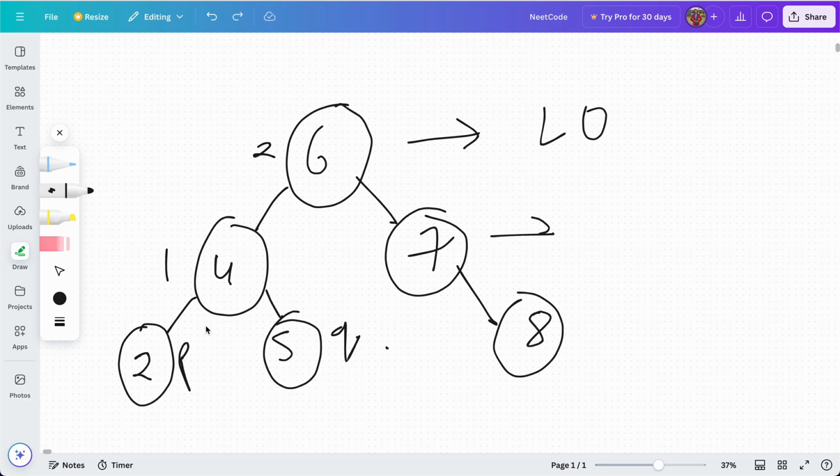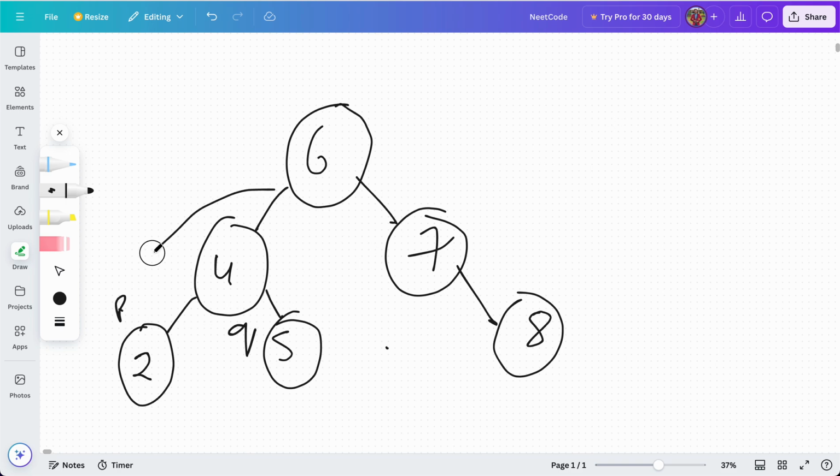Okay. So let's get right into the algorithm. Let's say P and Q are given here: P is 2, Q is 5. What we're going to do is see whether P and Q are less than the root. So we're going to see if P and Q are less than root. Then search your ancestor in this tree. Ignore this tree right away. Search your answer only in this tree.